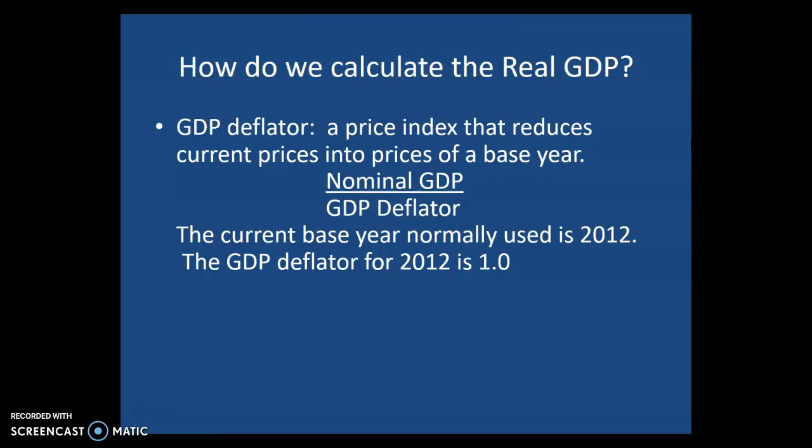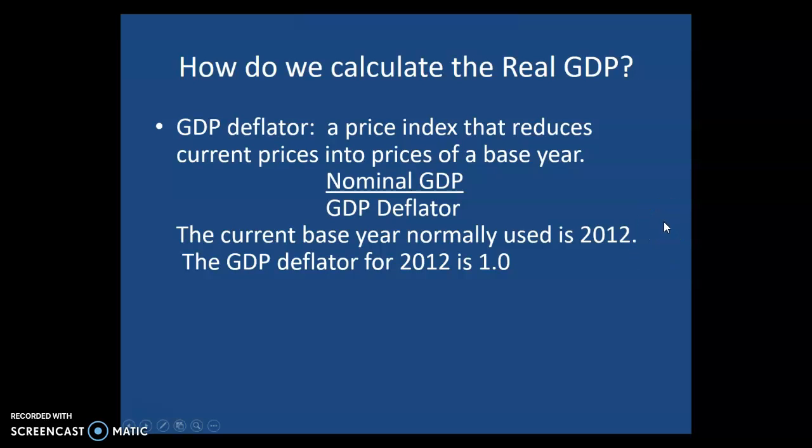To come up with the deflator, we have to use a base year. And the base year that we're using these days is 2012. The GDP deflator for 2012 is 1.0. So basically we're using 2012 prices to determine this GDP deflator. And in 2012, using that year, our deflator is 1. So nominal GDP in 2012 divided by 1 is the same number, right? So that's what it would have been in 2012. There was no inflation yet in 2012.